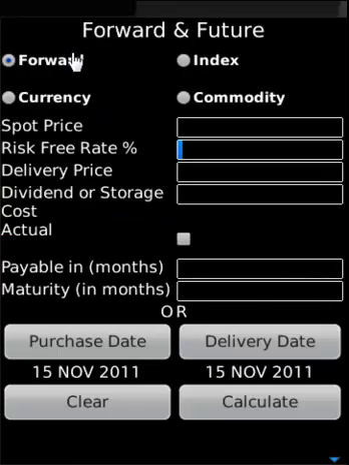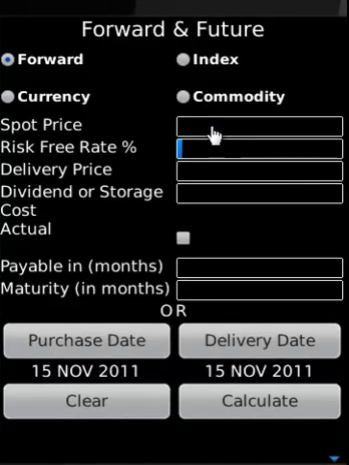Forward and future. BlackBerry application calculates forward or future. It calculates 3 types of future securities: index, currency, commodity. It calculates the price, value, and parity rate, where we supply the spot price, risk-free rate, or a combination of delivery price, dividend or storage cost, whether it's actual or percentage, payable in months, maturity in months, or we supply purchase date and delivery date.